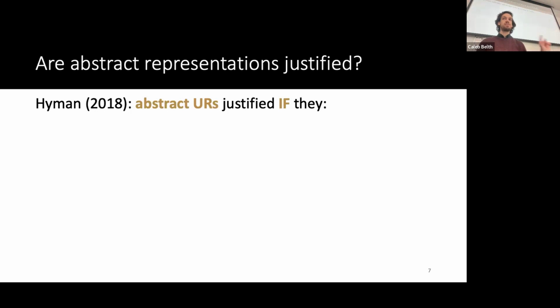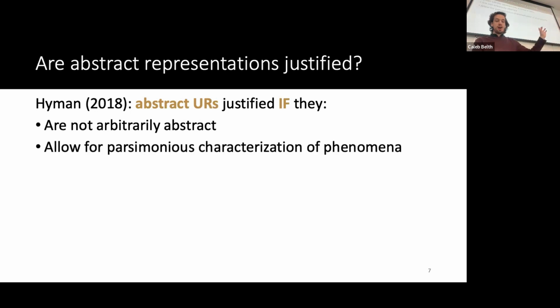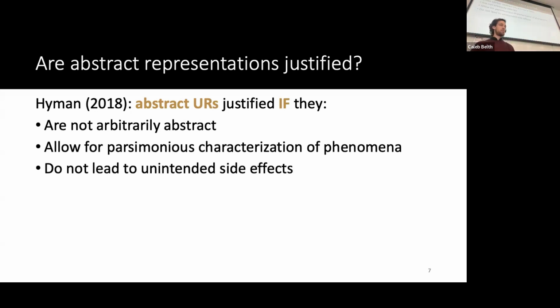One other possible problem with underlying forms I would like to bring up is that, before I get to that, I have to get to Hyman's arguments in favor of them. So Hyman argues for a solution, essentially, based on a number of criteria that we ought to consider when doing a particular phonological analysis. So we would be justified in setting up abstract underlying forms if they meet the following criteria. First of all, they're not overly abstract, so we don't get too carried away. They allow for parsimonious characterization of phenomena, but at the same time, they don't lead to unintended side effects. So they explain what they are intended to explain and nothing else.